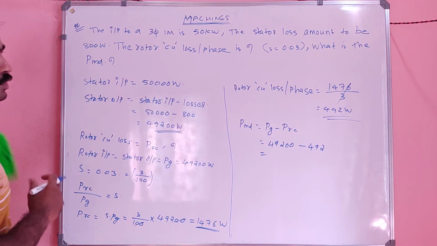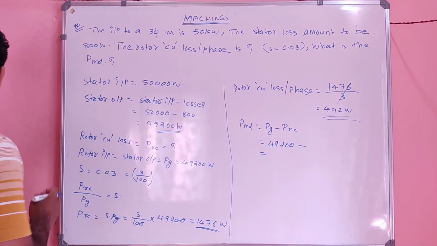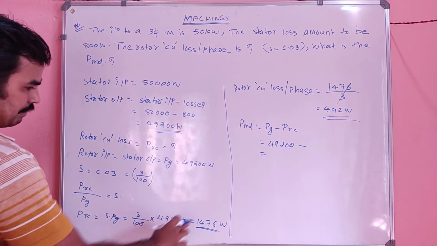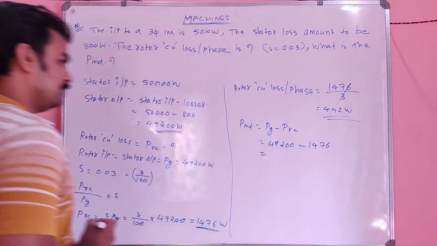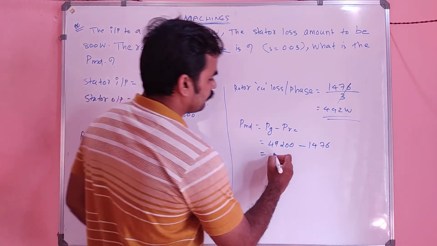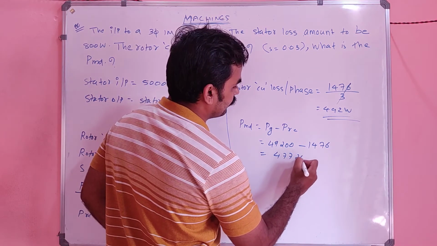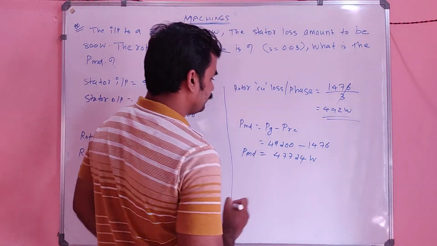No, it's not 492, that is a per phase value. You have to use the full PRC, 1476. Sorry. That is the rotor copper loss. So the answer will be 47,724 watt. That is the PMD.